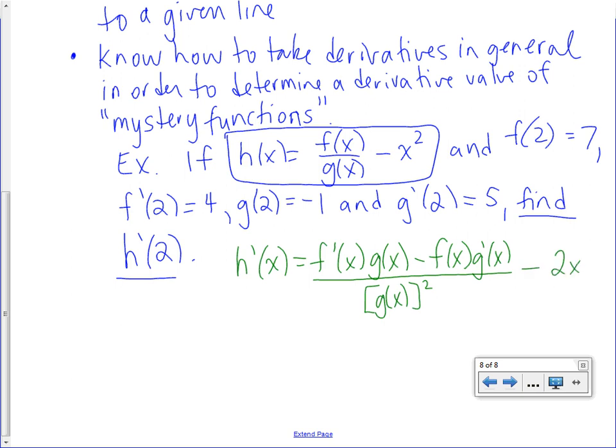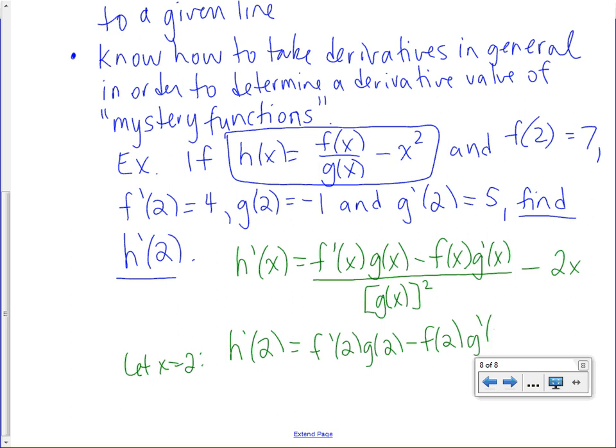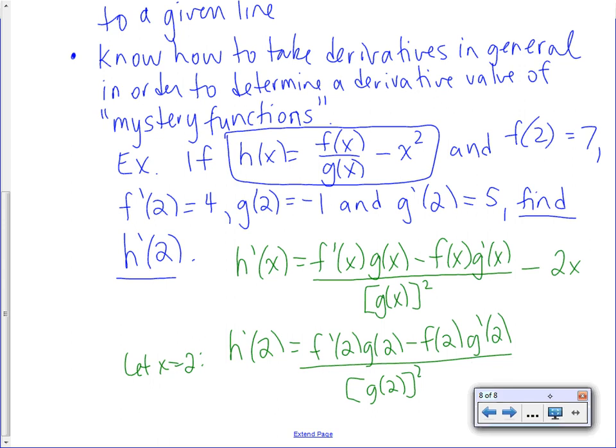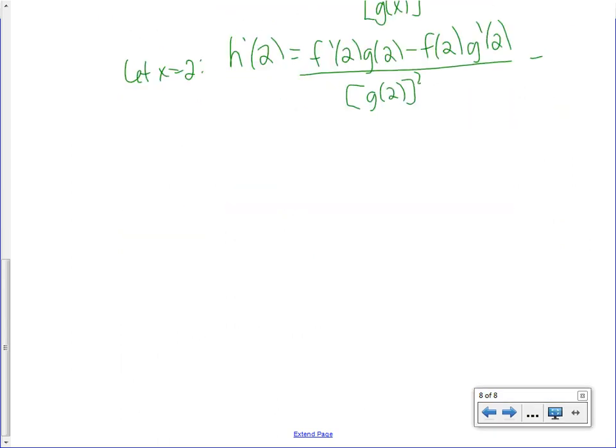What's the derivative of negative x squared? H prime at 2. So you put 2's everywhere, okay? So let x equal 2. H prime at 2 is going to be f prime at 2 times g at 2, minus f at 2 times g prime at 2, all over g at 2 all squared. And don't forget minus 2 times 2.